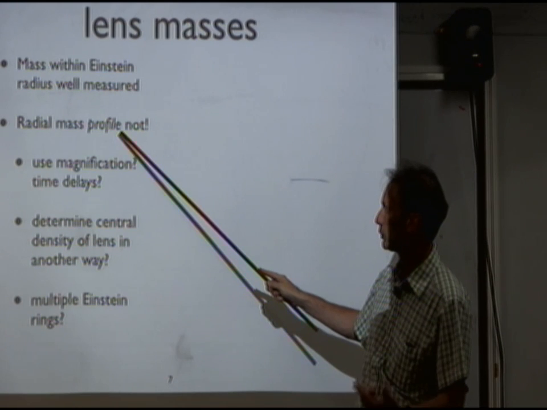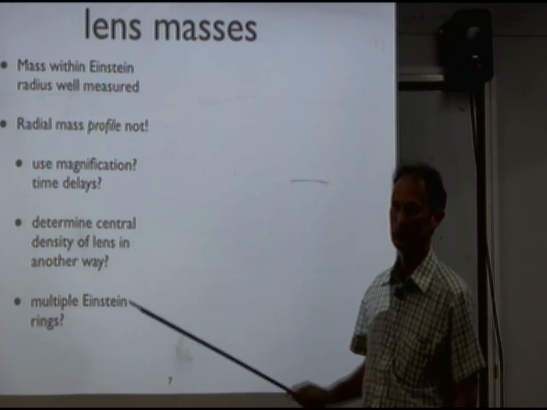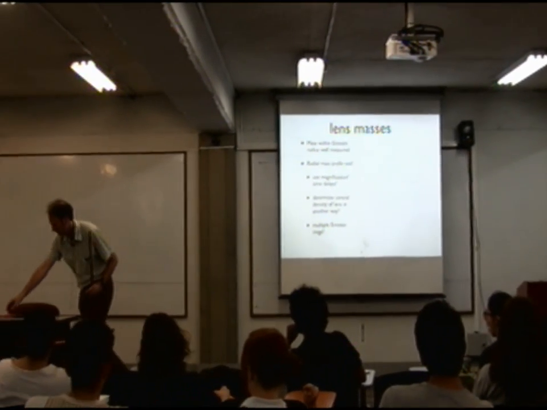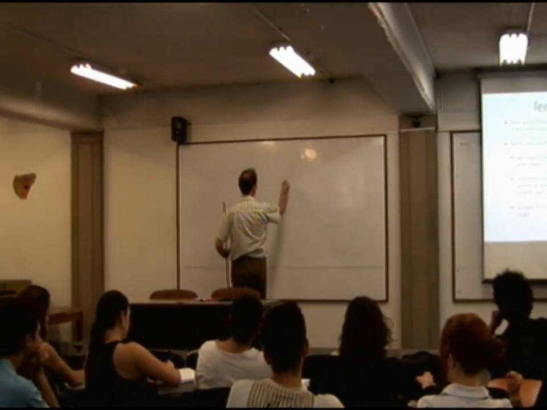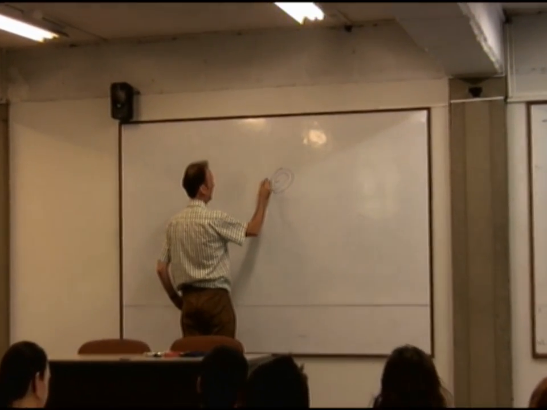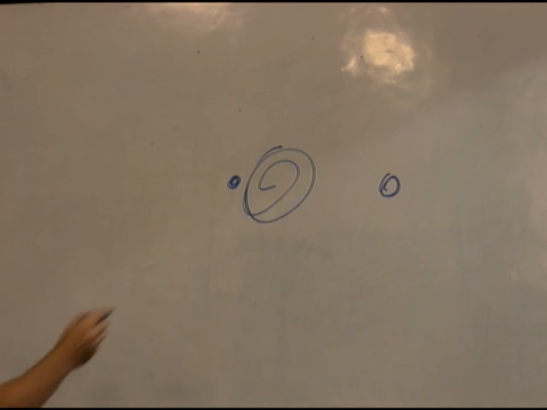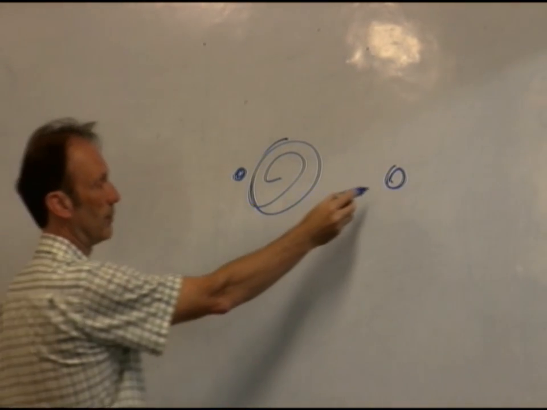There's a few clues you can use from lensing. You can use the magnification, because if you have a lens, for example, where the images are asymmetric, if you have a lens galaxy here and you have one image close in and one image far away, then the bending angle here is very different from the bending angle here.